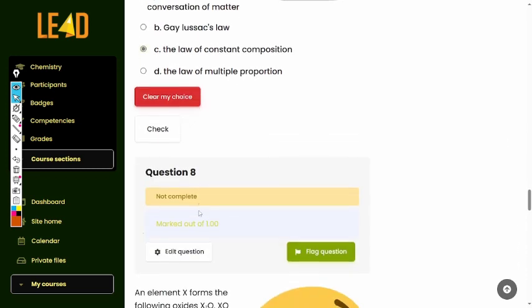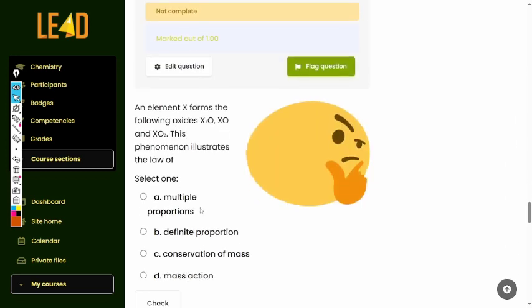Okay, here we go. Question 8. An element X forms the following oxides. Okay, the phenomenon illustrates the law of, right? So we have 3 oxides here. So X and O form 3 types of oxides. We have X2O, okay, we have XO, then we also have XO2.